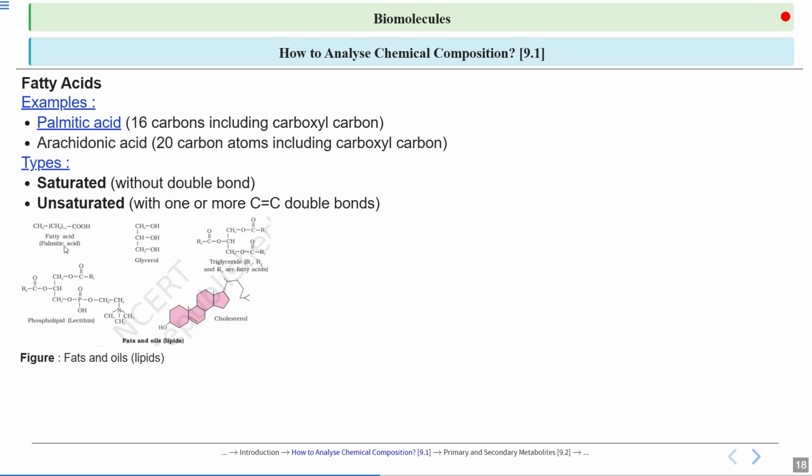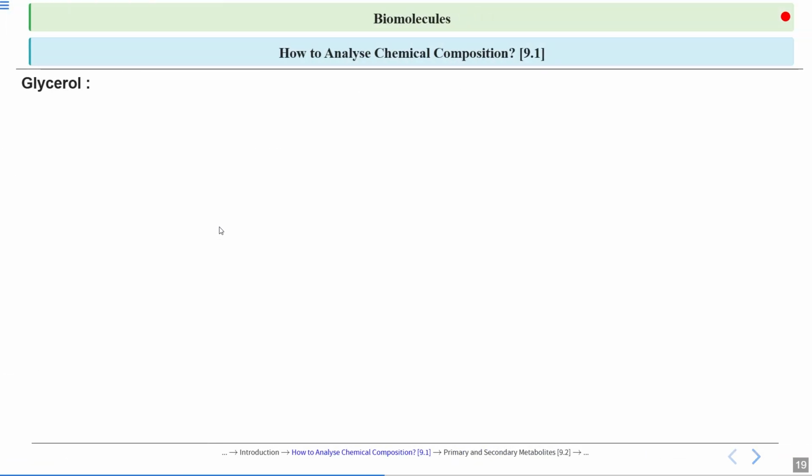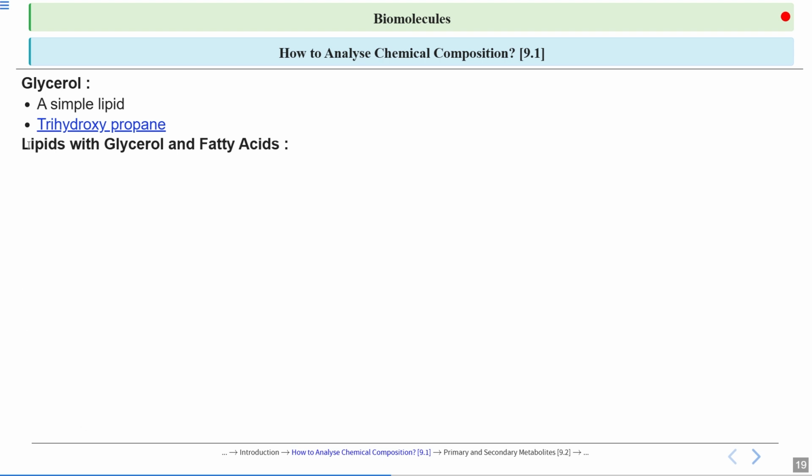This image we have already discussed. We have fatty acids, glycerol, triglycerides, phospholipids, and cholesterol. Now let's talk about glycerol. Glycerol is trihydroxypropane. What is glycerol? It is trihydroxypropane, meaning it consists of 3 carbons and 3 hydroxyl groups. That's why it is trihydroxypropane.